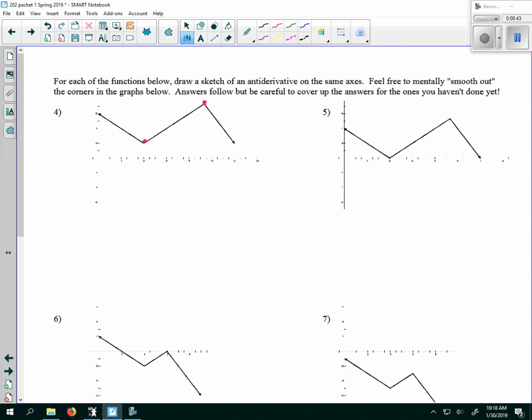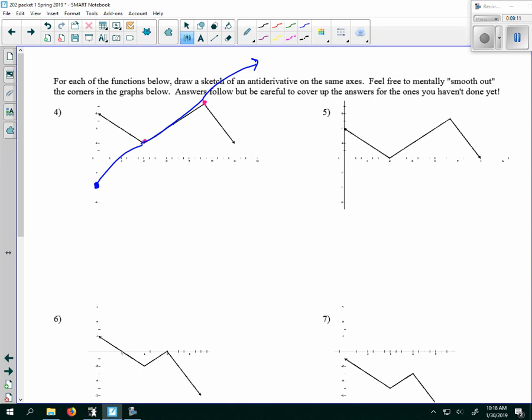So the antiderivative function is going to be always increasing. I can start it anywhere because the plus c means I can shift it up and down. Okay, so this is going to be concave down, then it switches to concave up, and then it's back to concave down, but always increasing. So something like that.